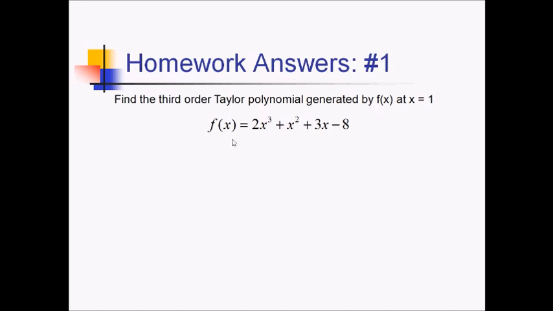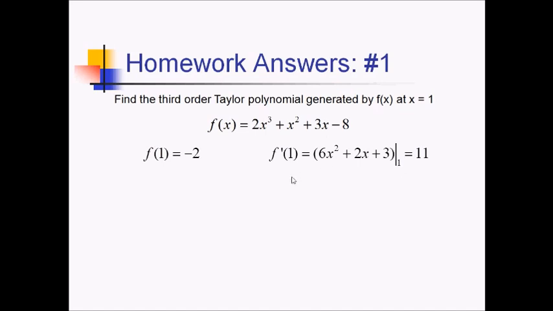That's going to be, let's see here, since I'm just plugging in 1 for all these x's, I've essentially got 2 plus 1 plus 3, which is a total of 6 so far, minus 8 gives us negative 2. Next, let me find f prime of 1. So that's going to be 6x squared plus 2x plus 3, evaluated at 1. So that's going to be 6 plus 2 plus 3. That's a grand total of 11.